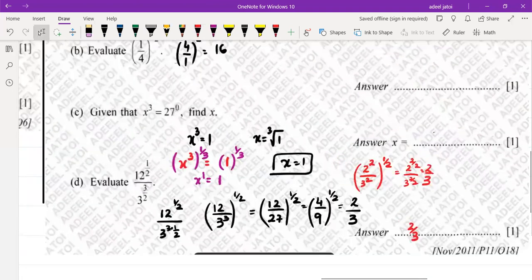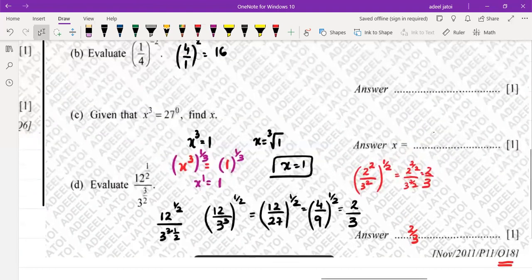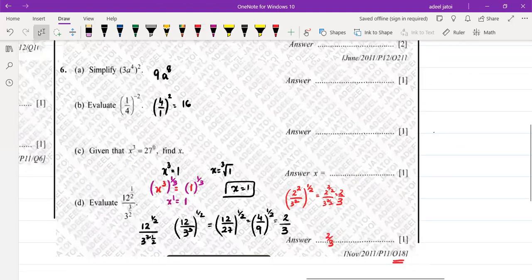This question was a trick question that is based on November 2011, paper 1 question number 18. There are fewer questions that are tested like this in the paper, but since obviously the examiner has to raise the difficulty level of indices, they will be testing you like this.